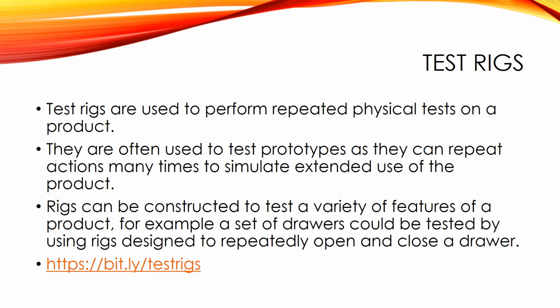Test rigs are used to test products. They can be used to test prototypes generally. Sometimes they'll be used on existing products, but generally test rigs are going to be used to test prototypes of products. And what test rigs do is they perform a repeated physical action on a product to simulate extended use. Okay, so the example given here is a chest of drawers. A test rig for a chest of drawers might repeatedly open and close the drawer to test the opening and closing mechanism, to test its durability, to see if there's any snags, that kind of thing. And it will repeat its use again and again and again to simulate how that product would perform over time.